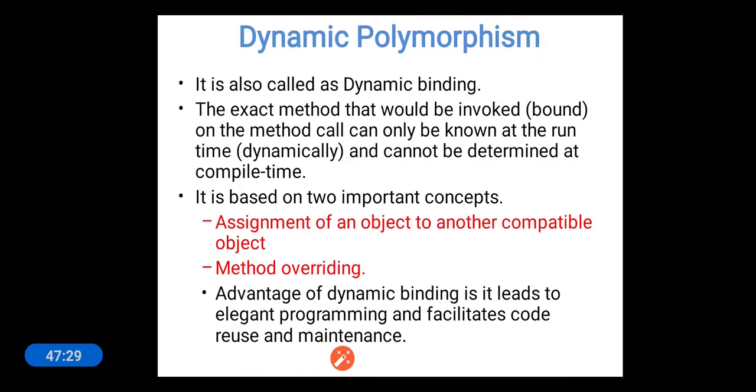Next, coming to dynamic polymorphism. This dynamic polymorphism is also called dynamic binding. Here the exact method that would be invoked on a method call can only be known at runtime, that is dynamically, and cannot be determined at compile time. The exact method which can be invoked can only be known at runtime.